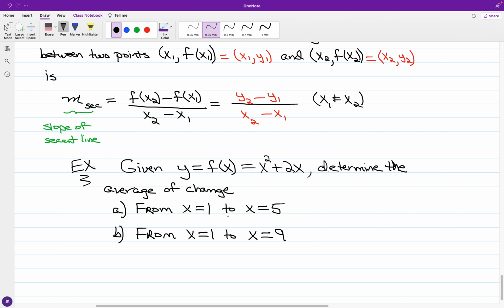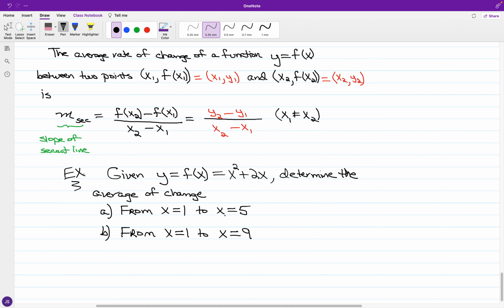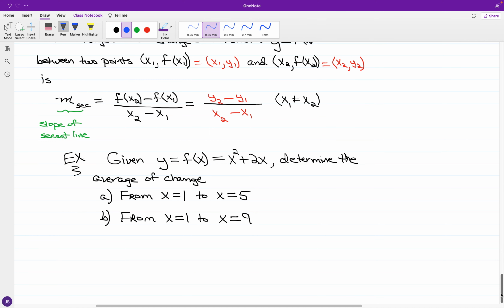Now I have all these x values, and to be able to determine slope, I need corresponding y values. Again, we have this given function. So for all your values of x, your y values will be attained through taking the square of x plus 2 times x. And for our x values of interest, we have 1, 5, and 9.